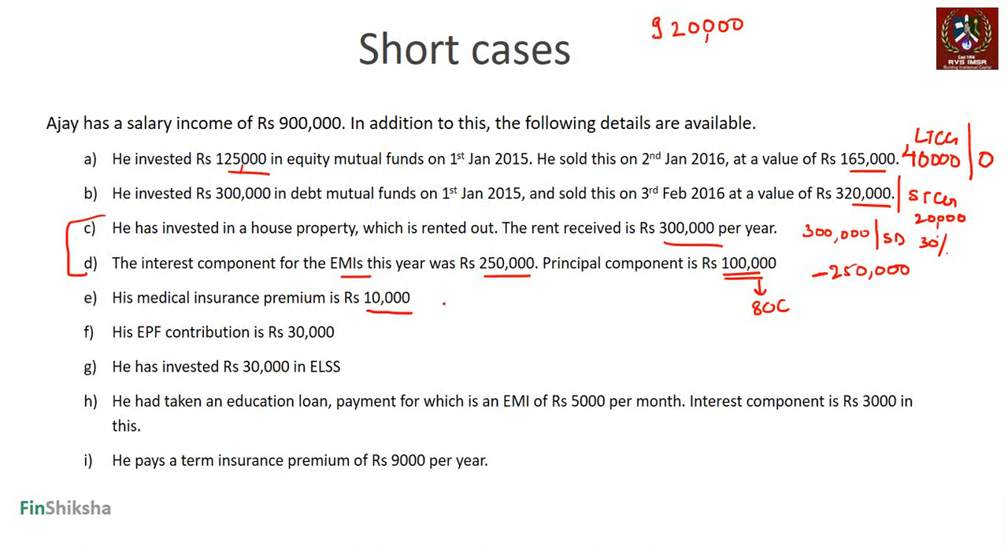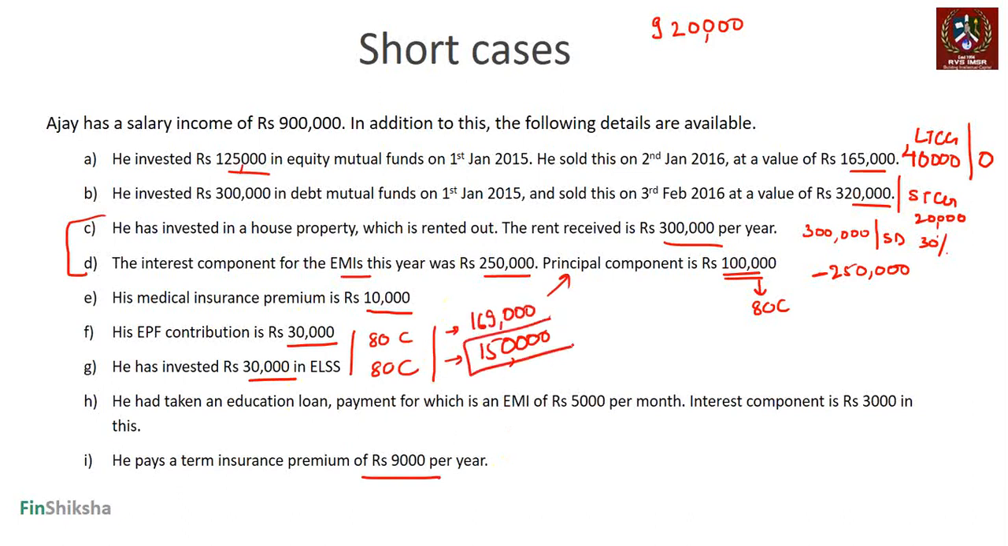Medical insurance premium 10,000 subtractable. So this goes down as well. EPF contribution 30,000. ELSS 30,000. These two combined are 80C. This 1 lakh was also 80C. So 80C limit gets hit. Maximum 1.5 lakh is allowed. We are at 1 lakh plus 30,000 plus 30,000 plus a term insurance premium under 80C. 169,000 has been paid, but only 1.5 lakh is allowed. The remaining is not beneficial.